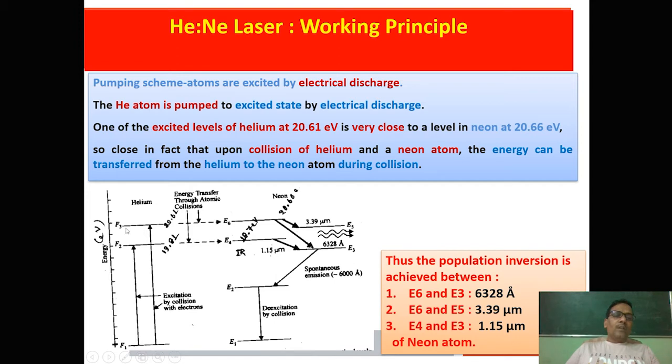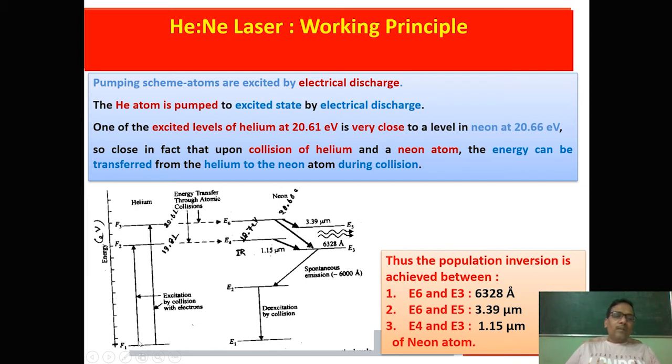So there is one collision, known as the elastic type collision, that takes place between the helium atoms and neon atoms. So energy transfer occurs from the helium atoms to neon atoms. So now neon atoms are excited and ready to give laser. So I am repeating that process again.